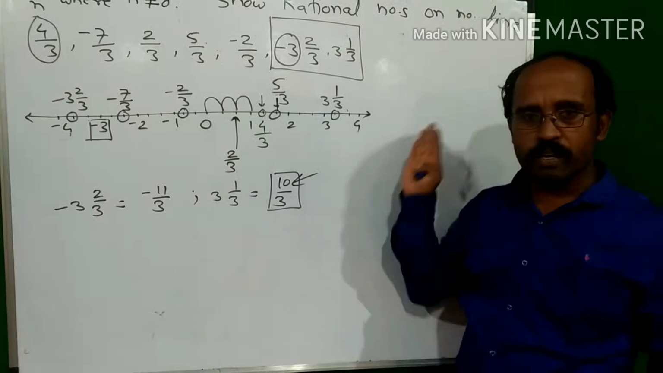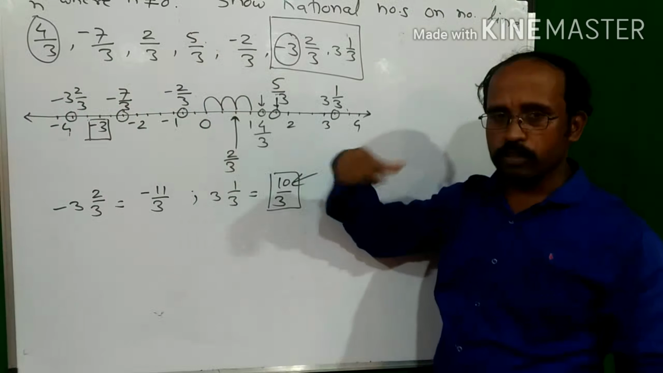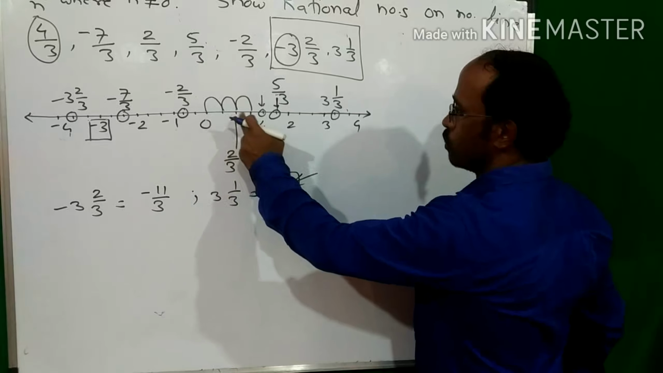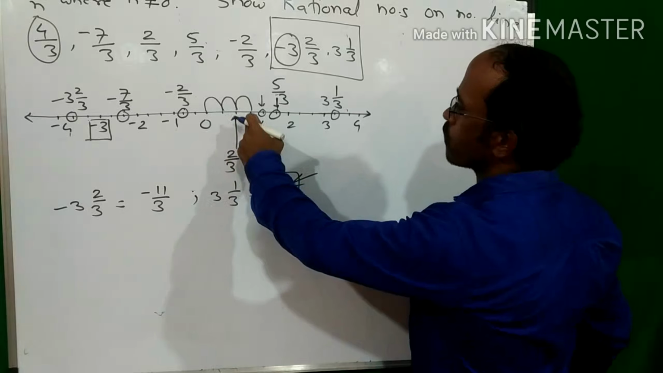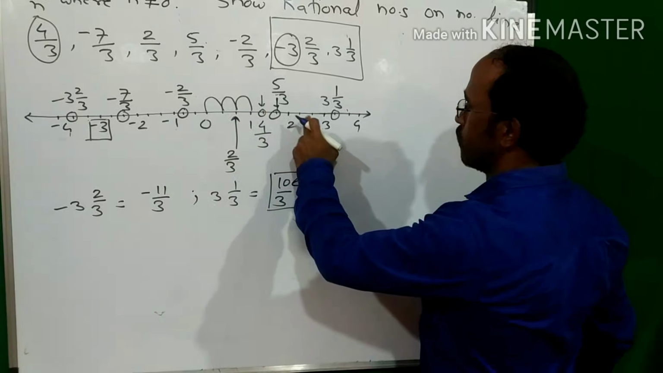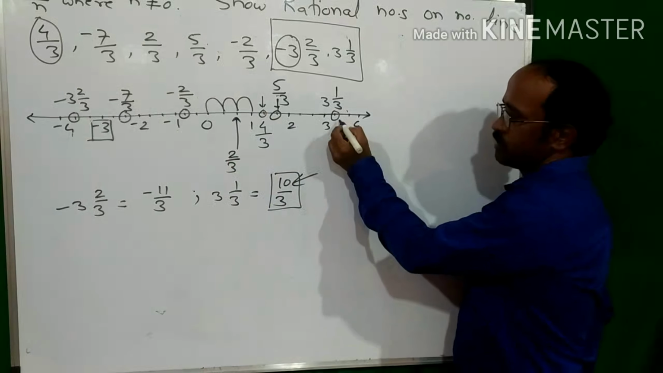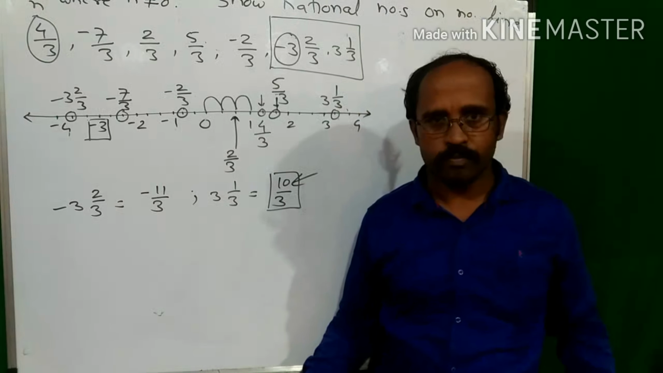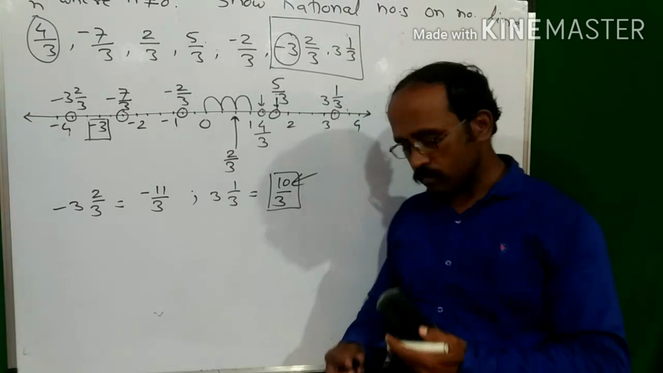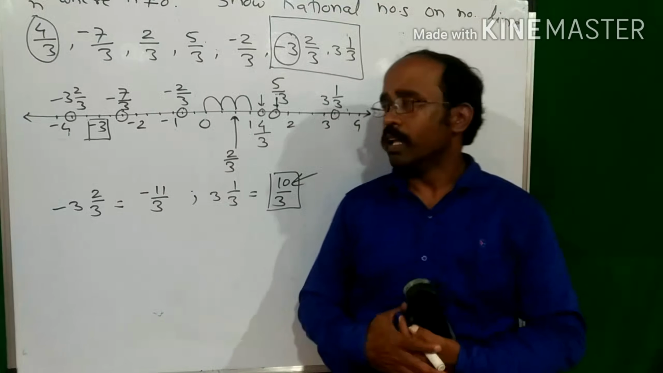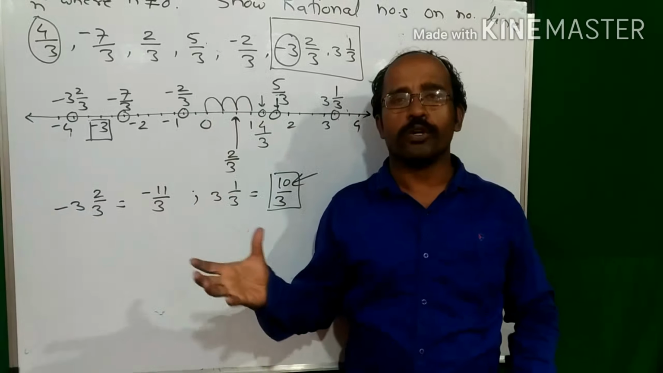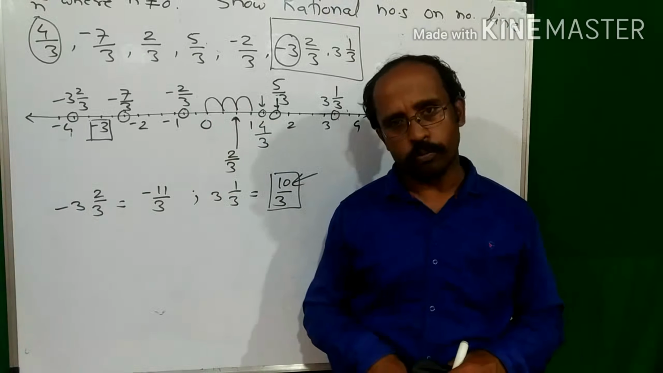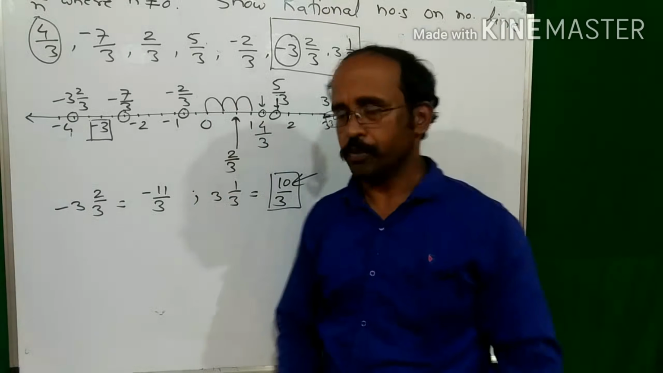So come towards the right side and look for the 10th partition. Sorry, we have to start counting from 0. 0 is here. So 1, 2, 3, 4, 5, 6, 7, 8, 9, 10. This is the 10th partition. 3 completed 1 upon 3. Got it, students? I hope you have understood this. Now we are going to show this systematically by using compass and scale in a notebook. Stay tuned.